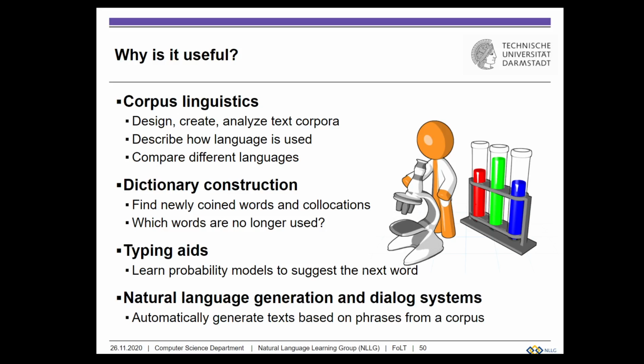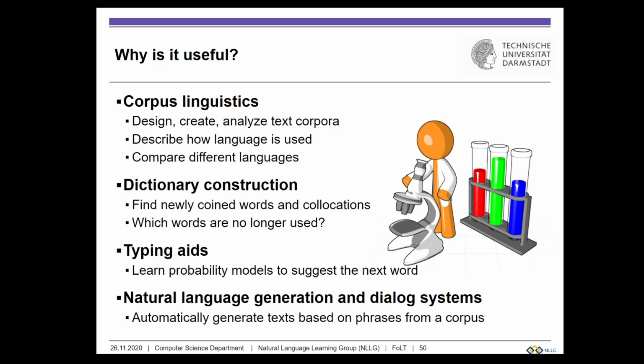As we've said, it is not only useful for corpus linguistics to design, create, and analyze text corpora, to describe how language is used and how to compare different languages or one language across different categories. But we can also use that for dictionary construction. For example, find in a historical corpus words that have been newly coined in the language community, or find out words which are no longer used in a community.